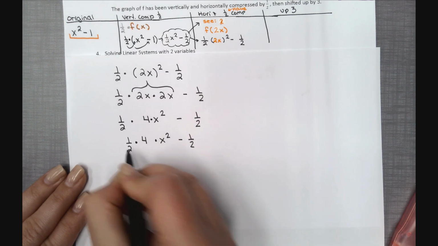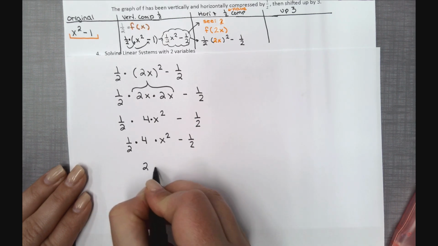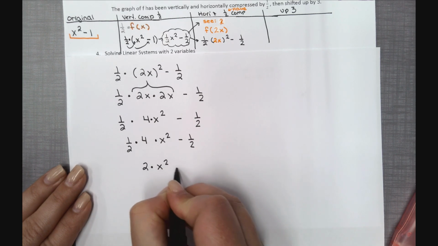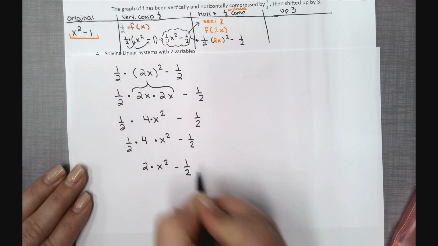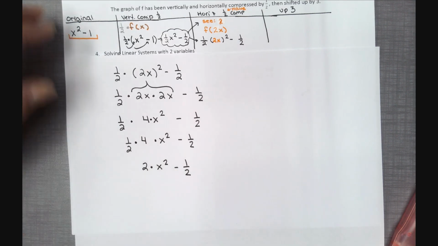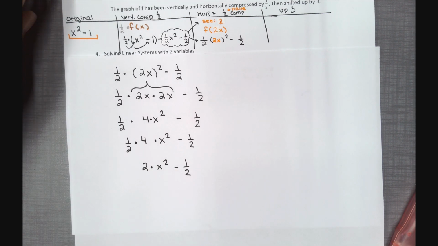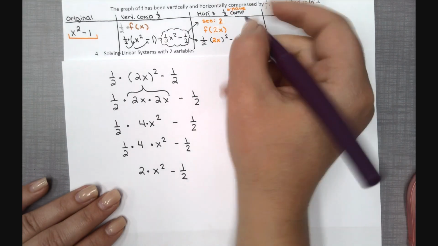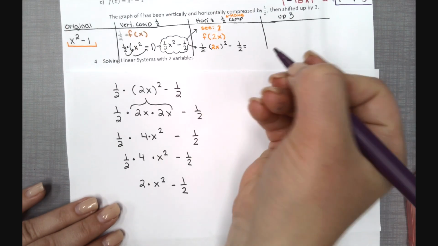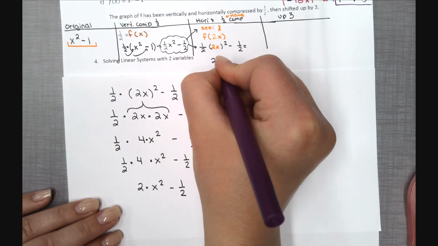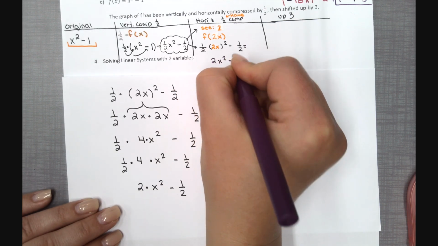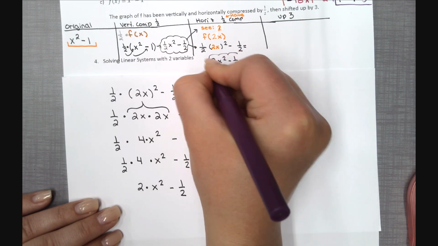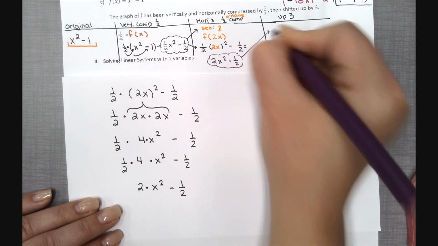Which means 4 times 1/2, half of 4, is 2x squared minus 1/2 here. And again, I sincerely apologize for not giving you enough space. Use separate sheets of paper. All right, so that means my next function here is 2x squared minus 1/2. Put a thinking bubble around it, that's what we're going to be using in step number 3.